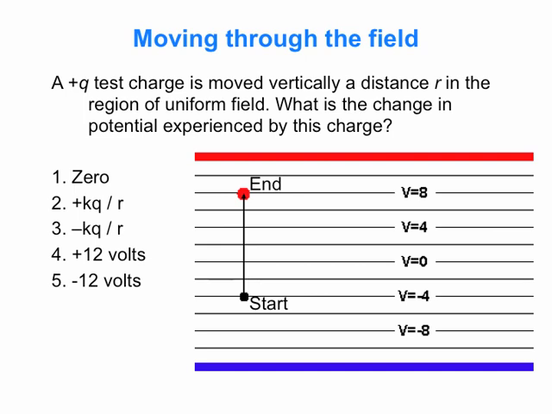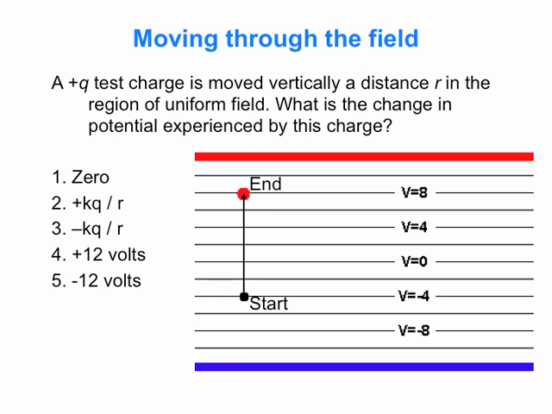Here's another question for you. We're going to take a positive Q charge and put it at the start position, and then move it up a distance r to the end position. So it's got a size Q, and it's moving a distance r. We want to know the change in potential experienced by the charge. Note that the start point is on the V equals minus 4 volt line, and the end point is on the V equals 8 volt line.